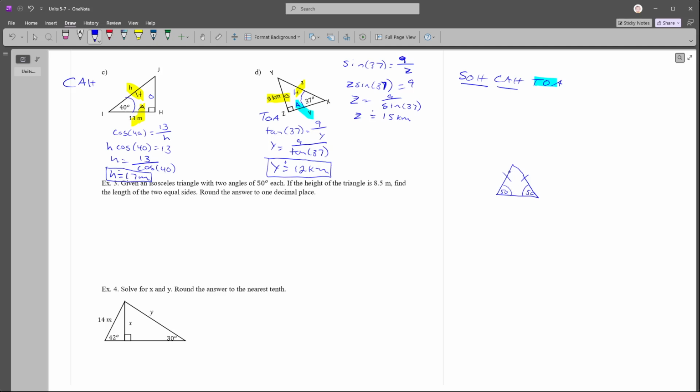Great. That also means that I know the value of the angle up here. How do I know that? Because I know a triangle has 180 degrees in it. So that means that up here would be 180 minus 100, which would be 80 degrees. But I don't actually need that for this question. So we're just going to get rid of that. So let's go back to our description. Given an isosceles triangle with two angles of 50 degrees each, if the height of the triangle, that's the line straight down the middle.